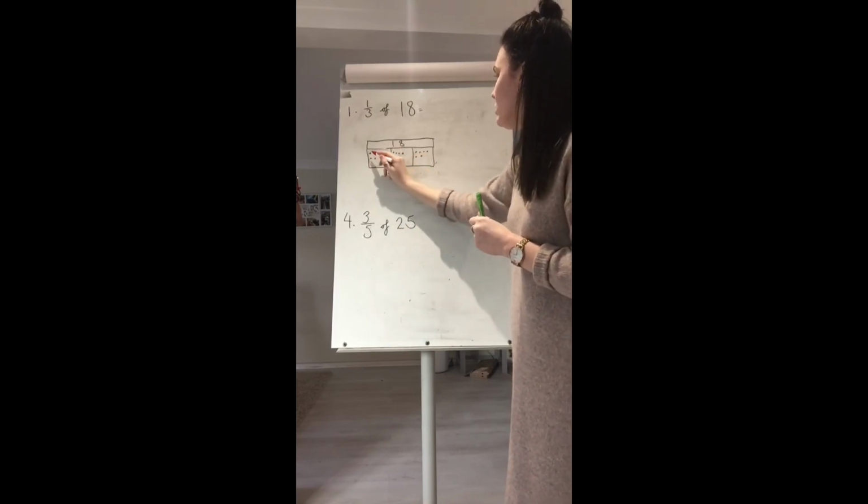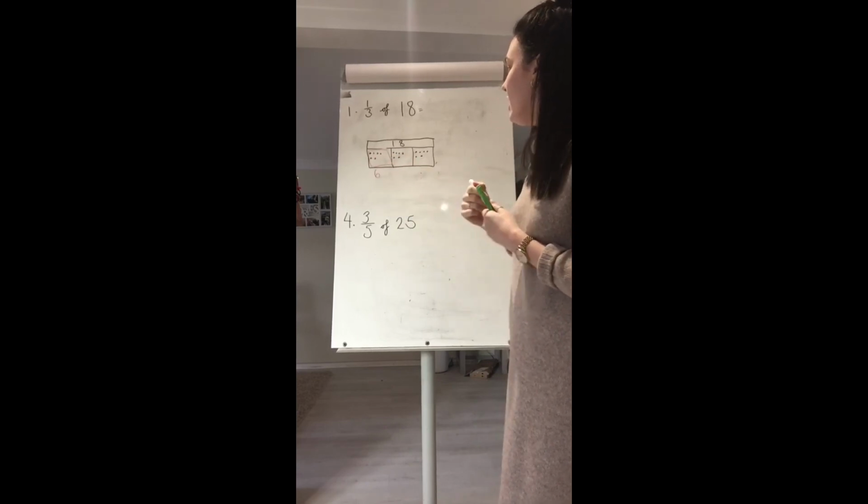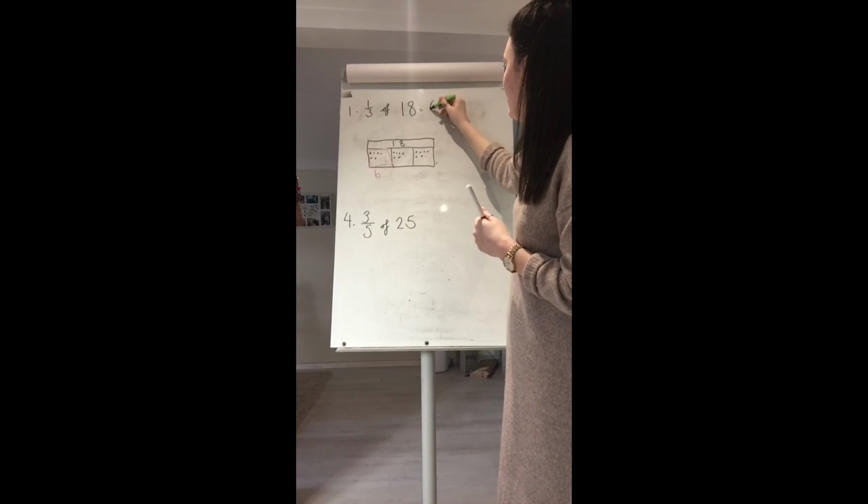And let's count our dots. 1, 2, 3, 4, 5, 6. So 1/3 of 18 is 6.